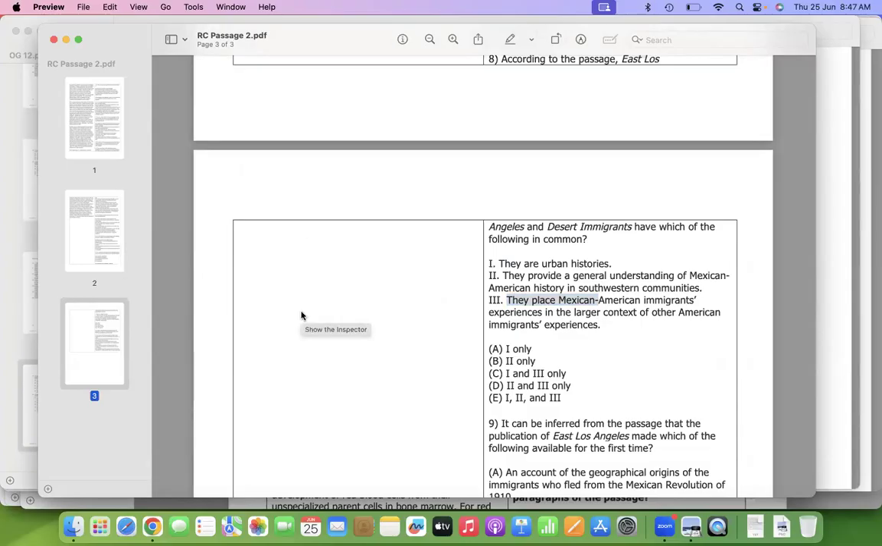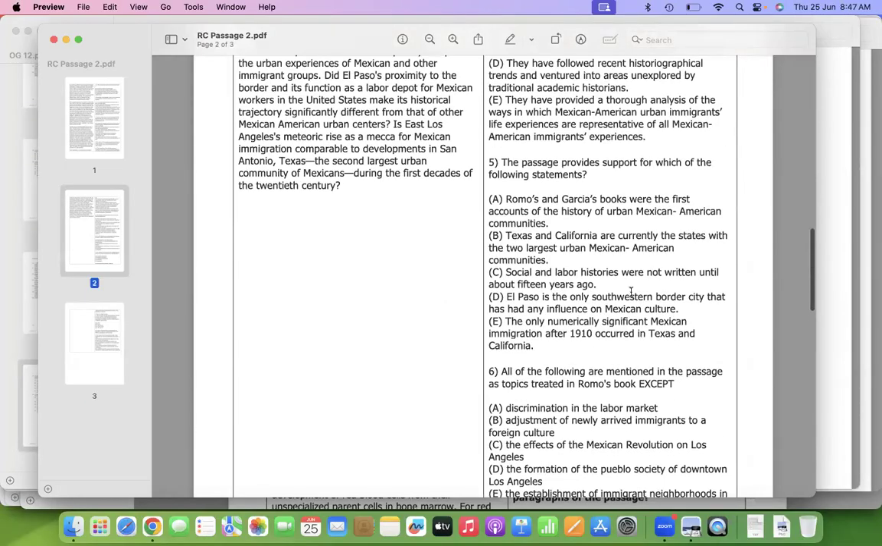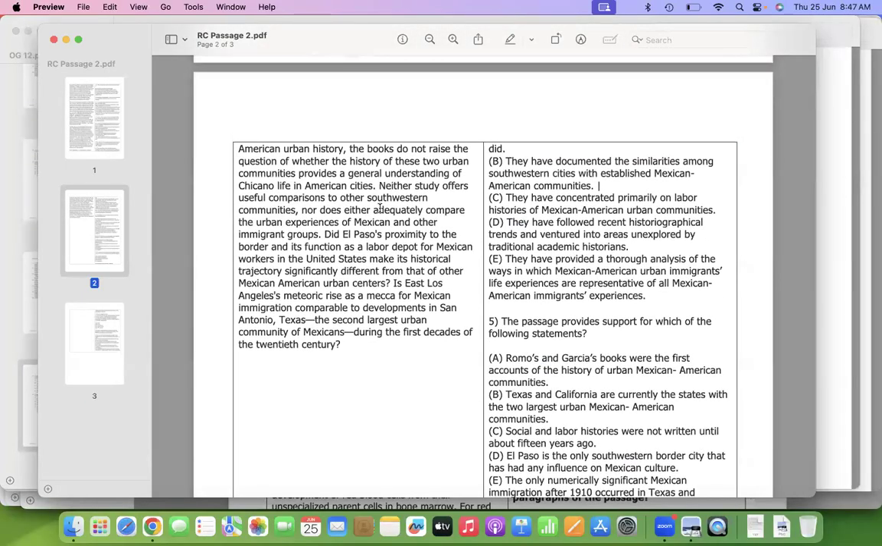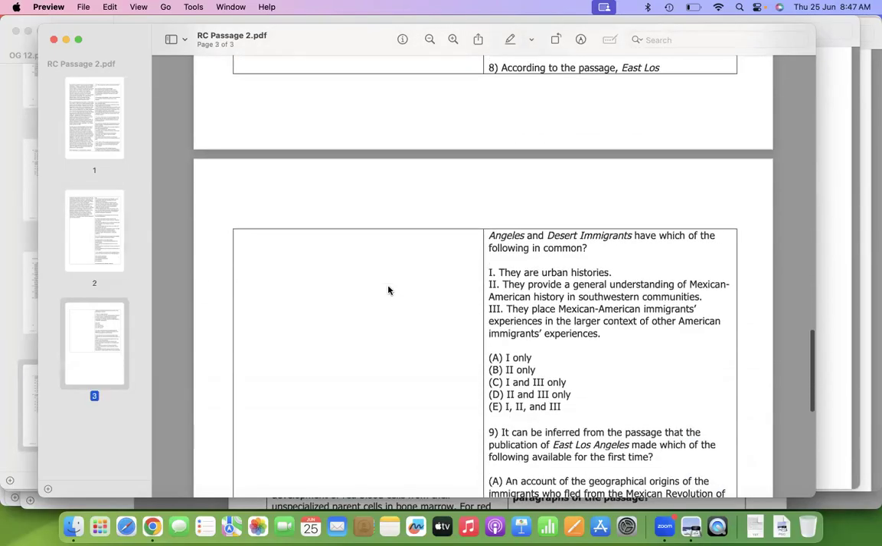Isha? I thought that we were understanding how the communities were formed. That's why I thought they provide a general understanding. The passage says that the books do not raise the question of the general understanding. They don't provide comparisons. Okay, yeah. This is what they don't do.